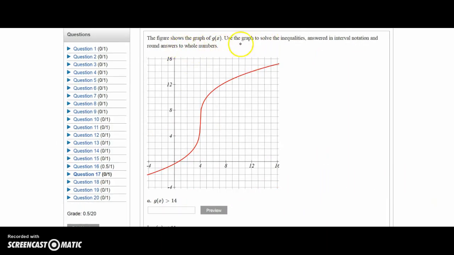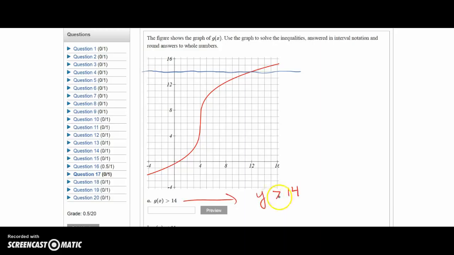Let's look at one more. It says that again the graph of g of x is given. Solve the inequality visually by looking at the graph. So here we have g of x, which is really the y values. When are the y values greater than 14 is basically what it's asking me to find. So I'm going to go to the y value of 14. So it looks like it's going up by ones, 1, 2, 3, 4, and so forth. So 12, 13, 14.